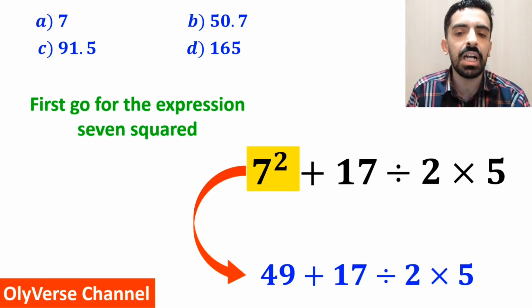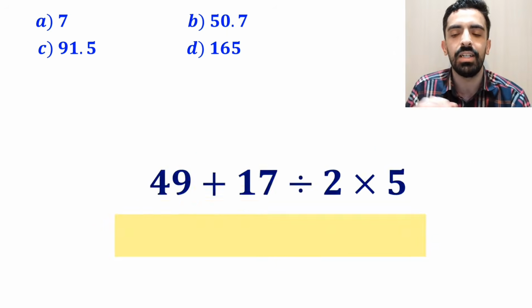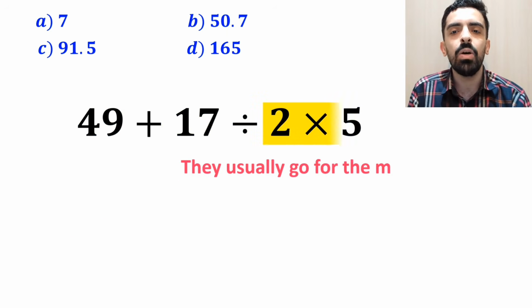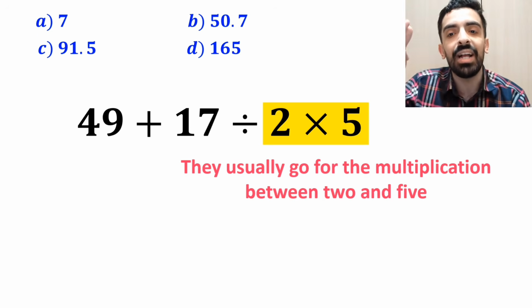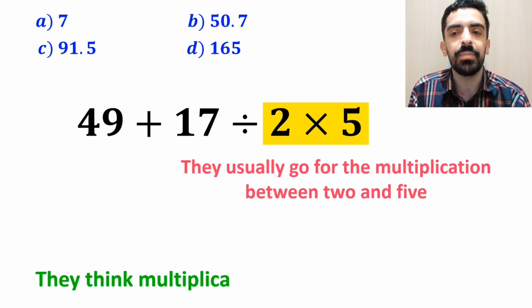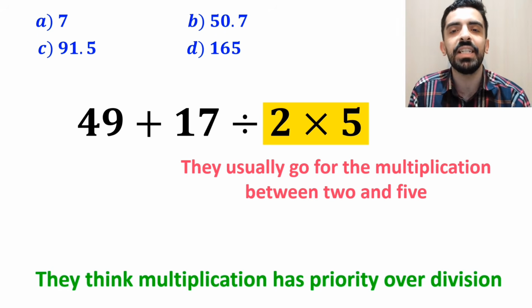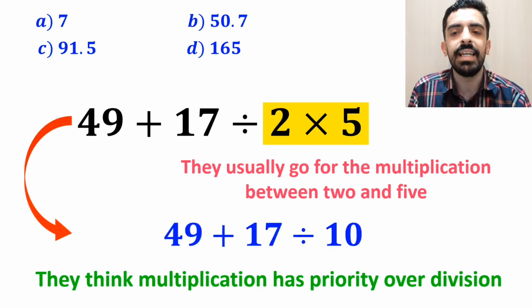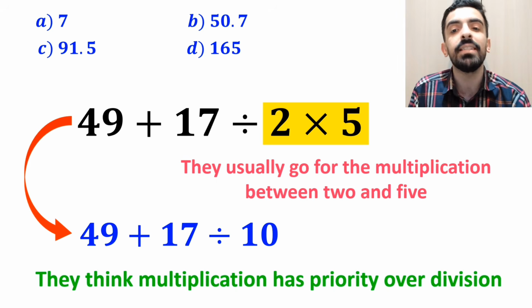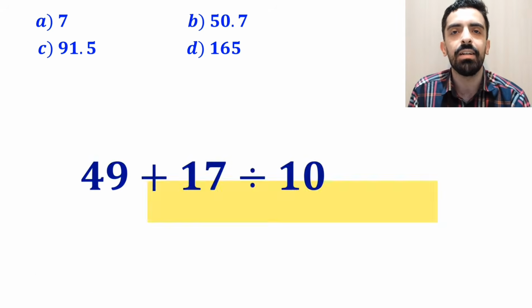Also, some other people when solving this question first go for the expression 7 squared and they simplify to 49 plus 17 divided by 2 multiplied by 5. And the next step, they usually go for the multiplication between 2 and 5 because they think multiplication has priority over division. So, they rewrite this expression as 49 plus 17 divided by 10.